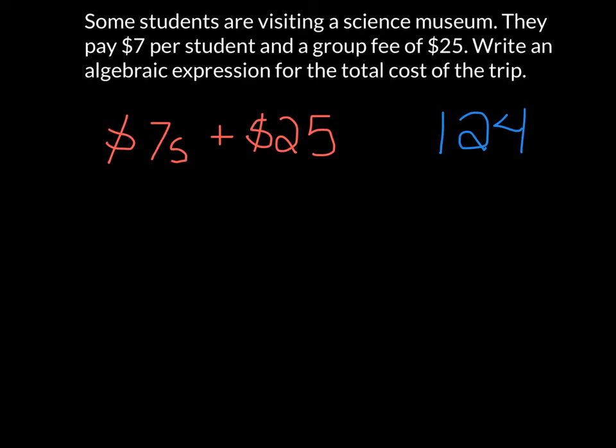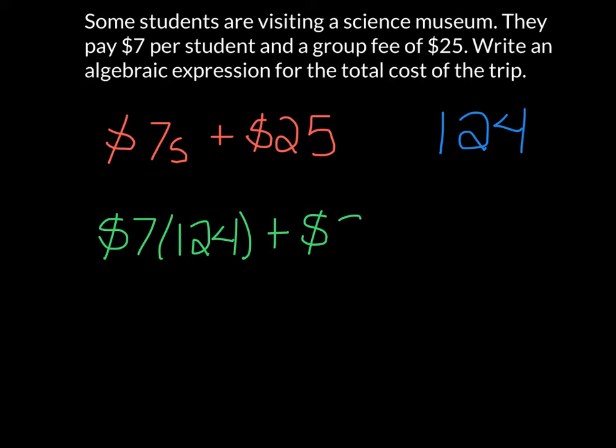So now we'll rewrite the expression as $7 times 124 plus $25. Don't forget, when they're telling us to evaluate the expression, that means we need to solve it. We can't just leave it in this algebraic expression form. We need to actually find the answer.